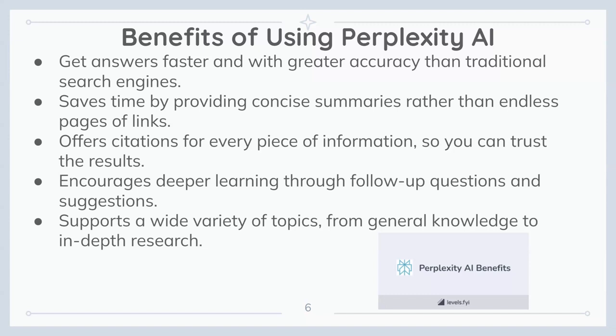If you're trying to deep dive into something like history, then you can search up a historical event and get stuck in the rabbit hole, just asking those follow-up questions. It supports a wide variety of topics as well, from general knowledge questions to in-depth research. So honestly, it's very free form. You can really do whatever you want with Perplexity.